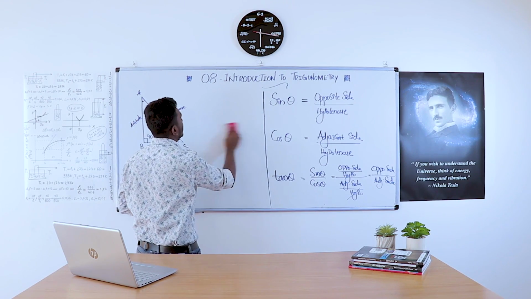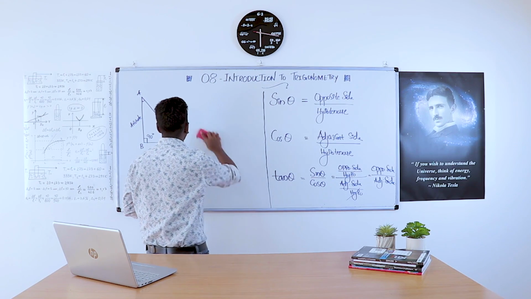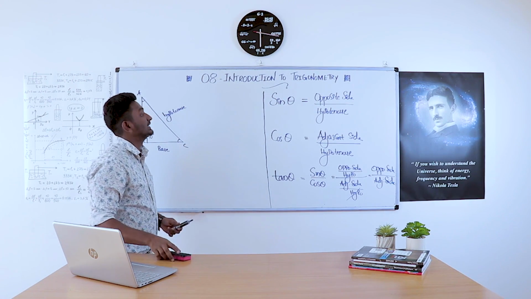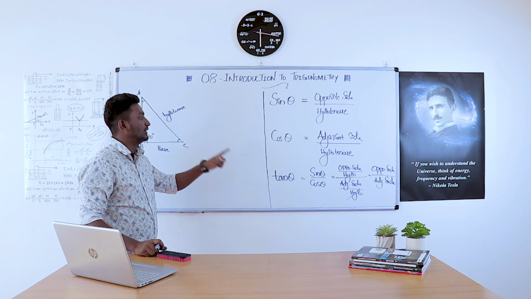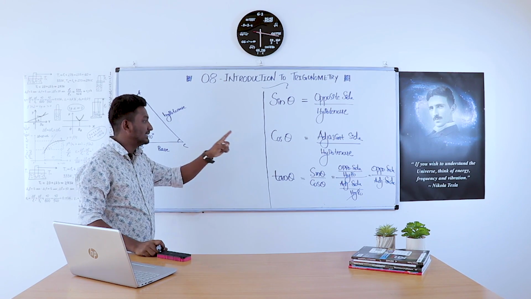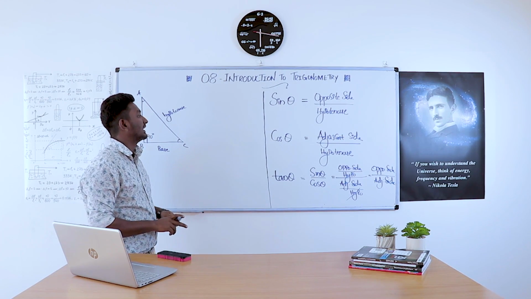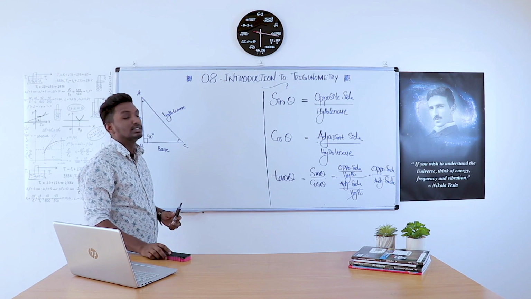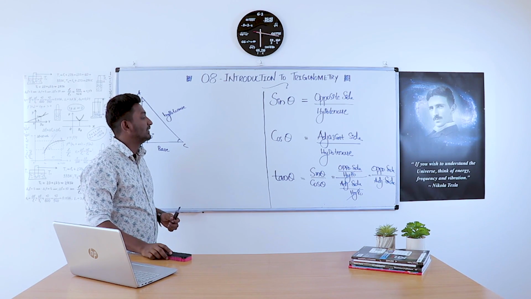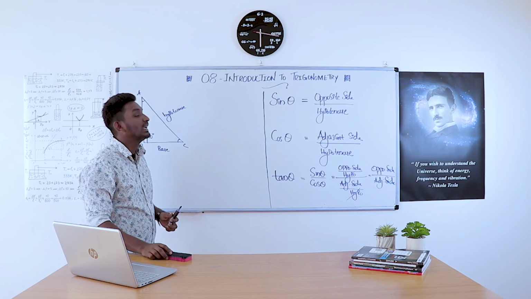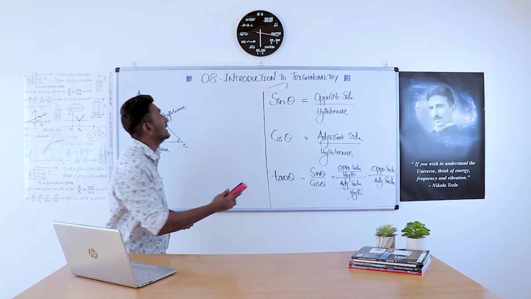Now we need to find the reciprocal functions also. Sin theta is equal to opposite side by hypotenuse. Cos theta is equal to adjacent side by hypotenuse. And tan theta is equal to sin theta by cos theta, which in general is opposite side by adjacent side.